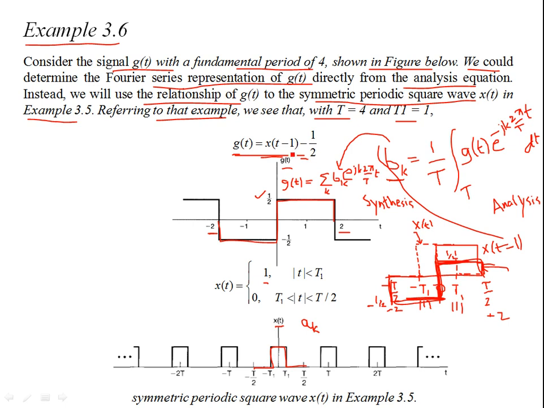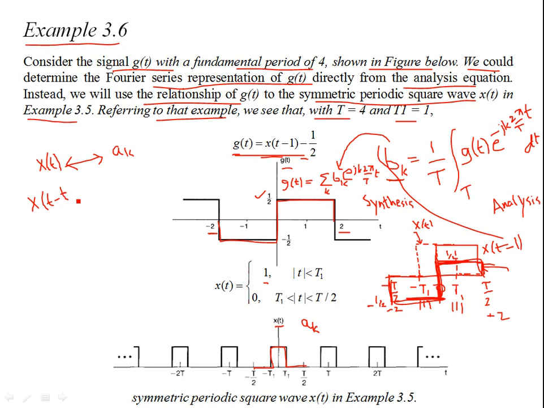The motivation to write g(t) in terms of x(t) is that we are going to use the Fourier series properties to evaluate the Fourier coefficients for g(t) instead of directly using the analysis equations. So the first thing to notice is that all we know right now is that if you have a signal x(t), then we have the Fourier series coefficients given by a_k.